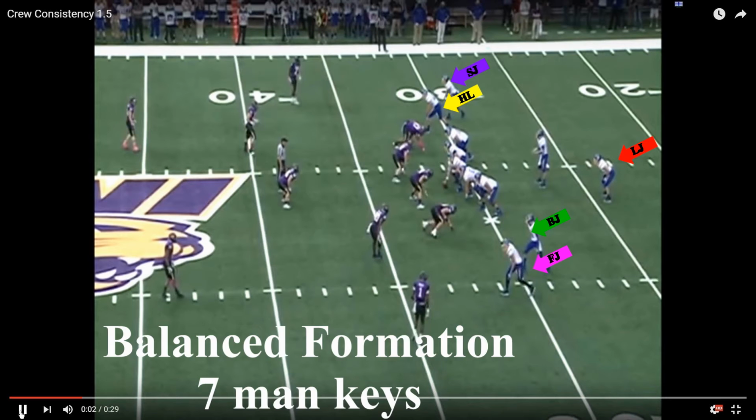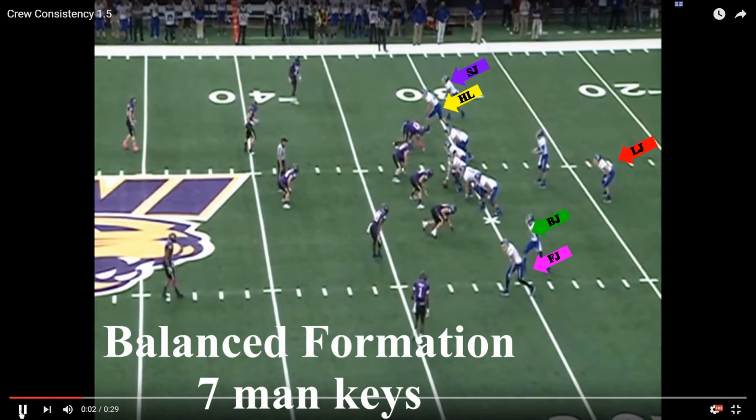With a crew of 7, the keys in a balanced formation are assigned as shown. The head linesman's key is the second receiver in on the head linesman's side, indicated by the yellow arrow. The line judge's key is the running back, indicated by the red arrow. The back judge's key is the second receiver in on the line judge side, indicated by the green arrow.